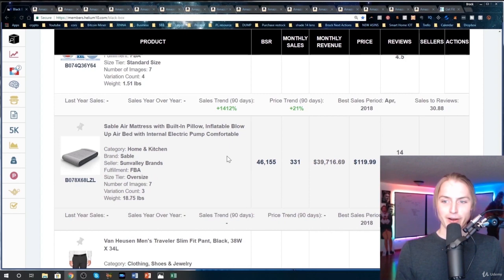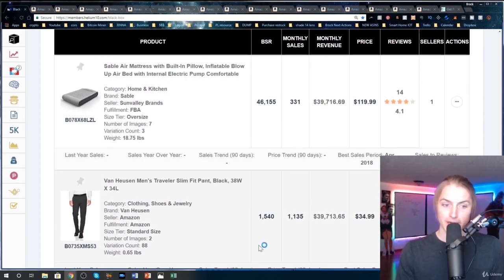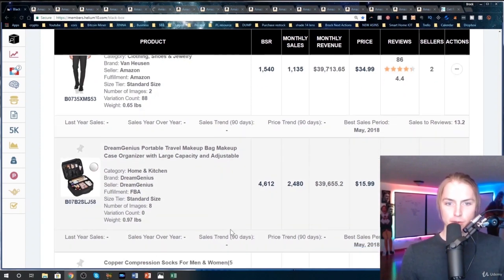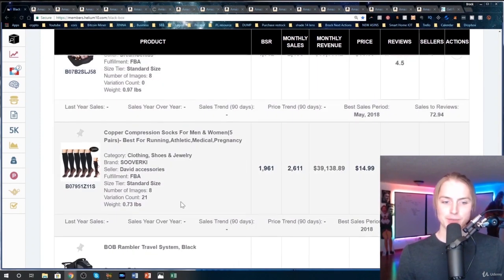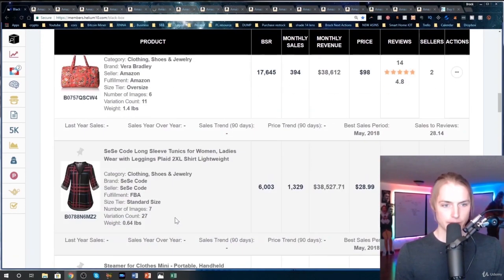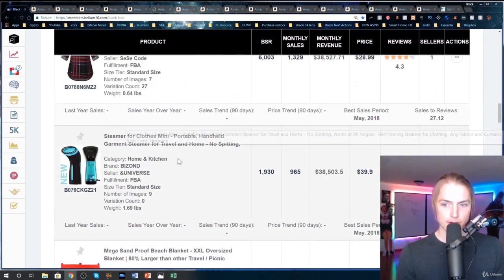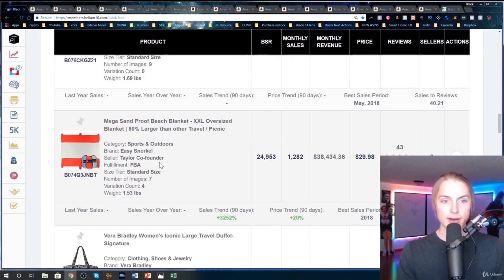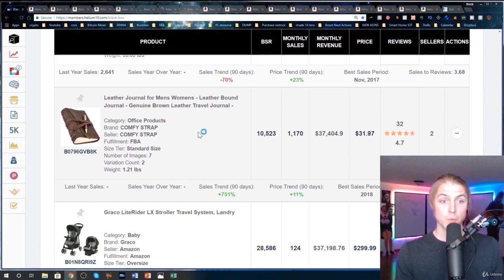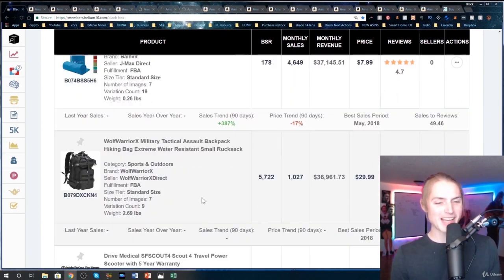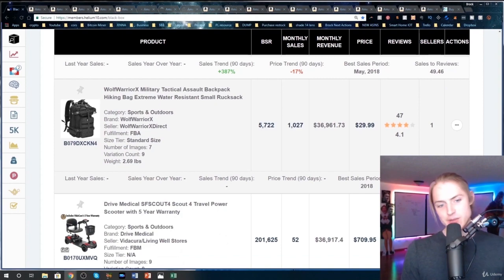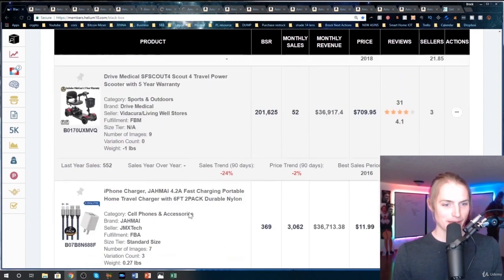Let's see. An airbed. I don't know. Airbeds could be good. There's not really been much innovation in the airbed market. So here's a portable makeup bag, and I don't know about makeup, so I'm not going to try to do that. Okay, now we're getting into purses. What is this? A steamer. So we've seen another steamer, so that does give me somewhat of a signal there. Here's another leather journal. Okay, that's interesting. Okay, so here's a tactical assault backpack. That's interesting. This looks pretty hardcore. So this is more for a niche. But I'm not going to do that.